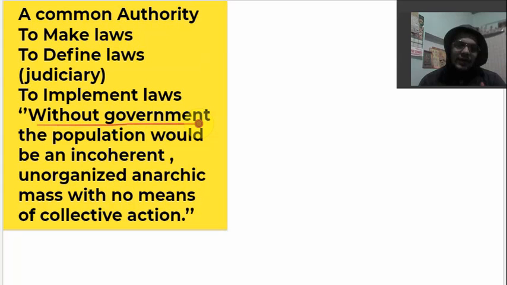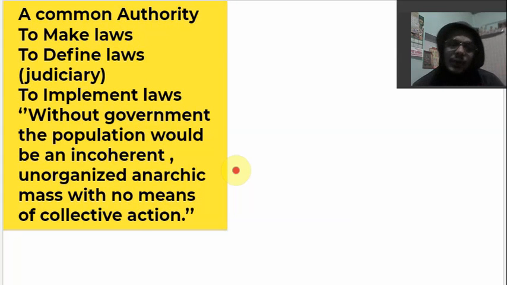Now, if there is no government, the population would be an incoherent, unorganized and anarchic mass. That is, what this person is saying is that in the absence of government, the people will become unorganized. They will not stay organized as one. There will be no unity. There will be anarchic activities. There will be anarchy because people will not listen to anyone because there is no common authority.